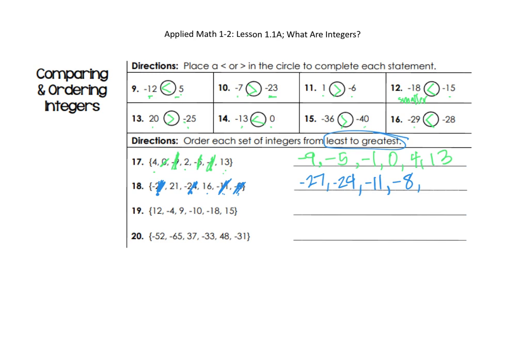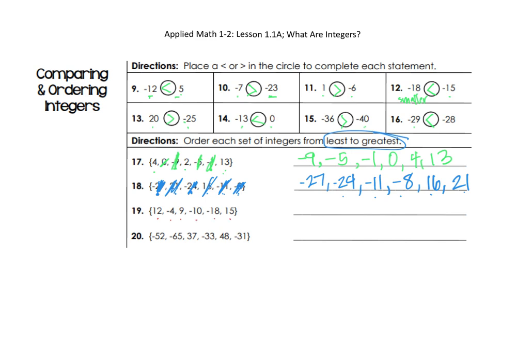Okay, and our two numbers left are 16 and 21. The next number we get to as we move from left to right on the number line would be 16, and we would end with 21 being the largest. So that left us with, in order, double check, negative 27, negative 24, negative 11, negative 8, 16, and 21 is in order from least to greatest. All right, two more here. We have a set: 12, negative 4, 9, negative 10, negative 18, and 15.